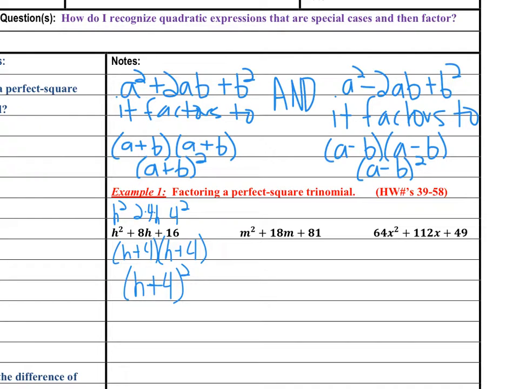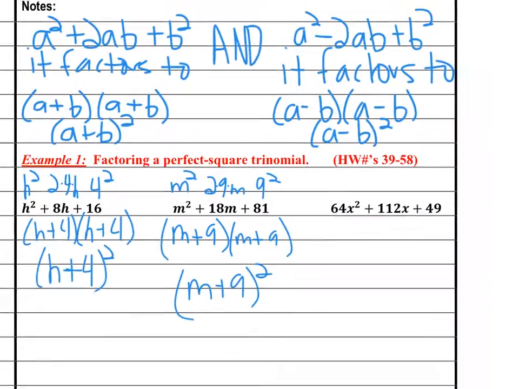Alright, now I'm looking at the next one and I see that the number on the end is the same as 9 squared. This is m squared, and in the middle it would be 2 times 9 times m. So my shortcut tells me it's m plus 9, which is the same thing as m plus 9 squared. We should simplify it to m plus 9 squared to get all of our points. Now the one at the end.